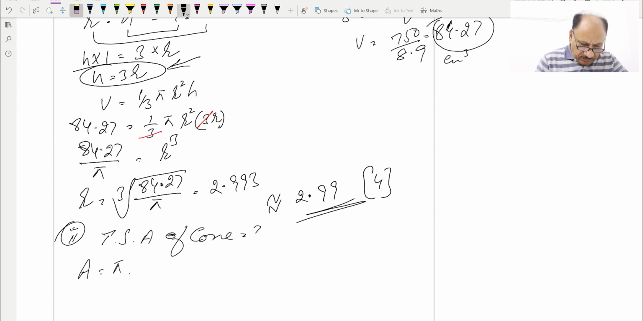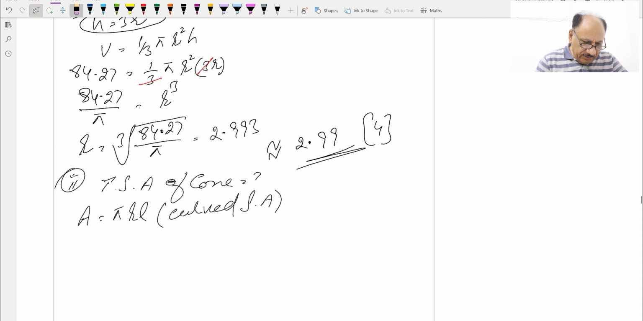A is equal to pi r L, and this is the curved surface area of the cone. So we can find this. First we need to find L. L you know is not the perpendicular height. This will be the hypotenuse. For example, if I draw the cone, the height, and this one will be the radius, and the slanting height will be this one, which is L.